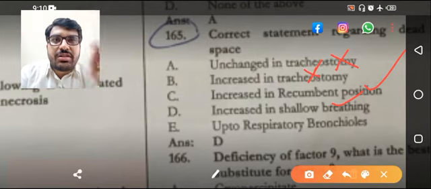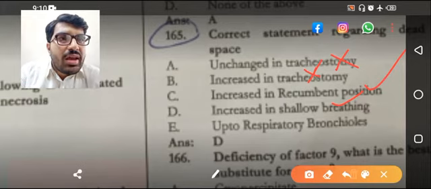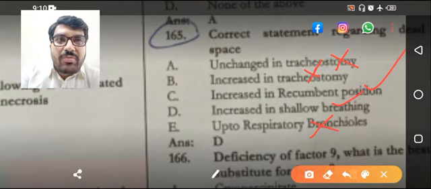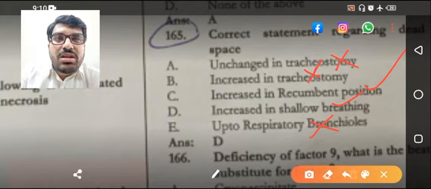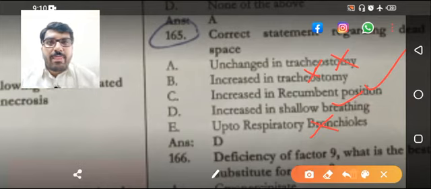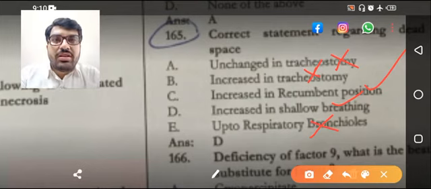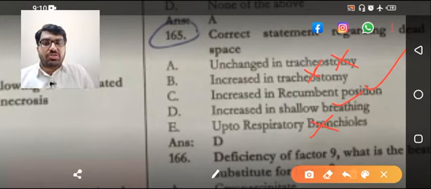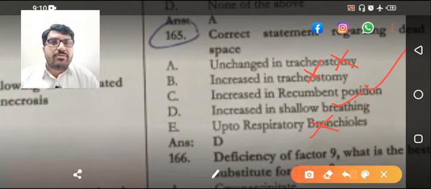I have shared the reference on my Facebook page, Dr. Jangir, FCPS Part 1 clinical points with Dr. Jangir. And does it go up to the respiratory bronchiole? No, it is up to the alveoli. I'm talking about the total dead space. The anatomical dead space is up to the terminal bronchiole. The physiological dead space includes the alveolar dead space, beyond the terminal bronchiole, that is the respiratory bronchiole and the alveoli.